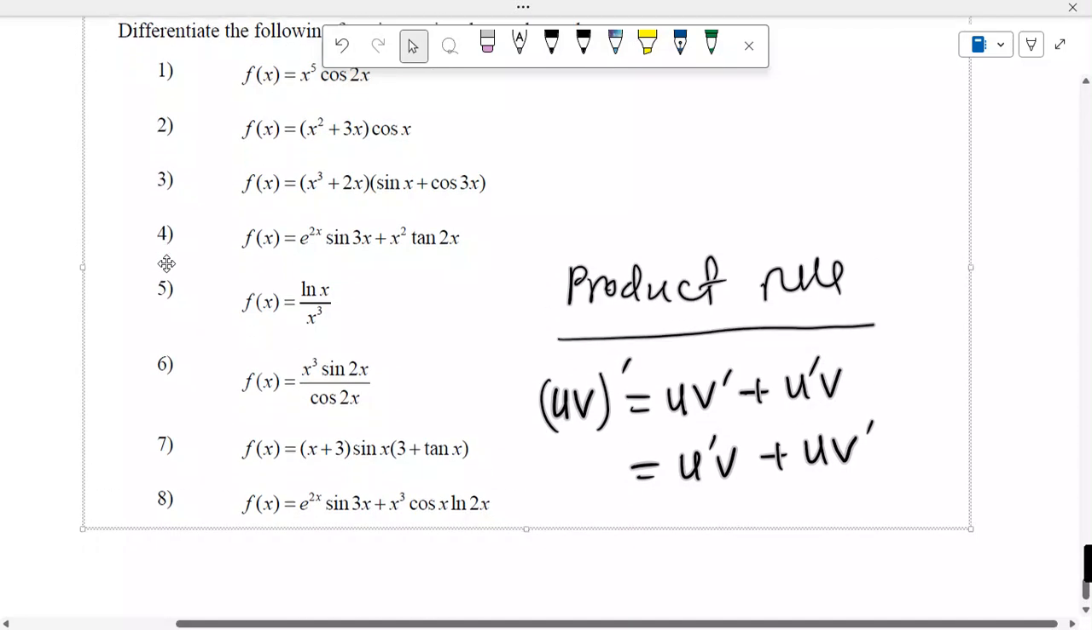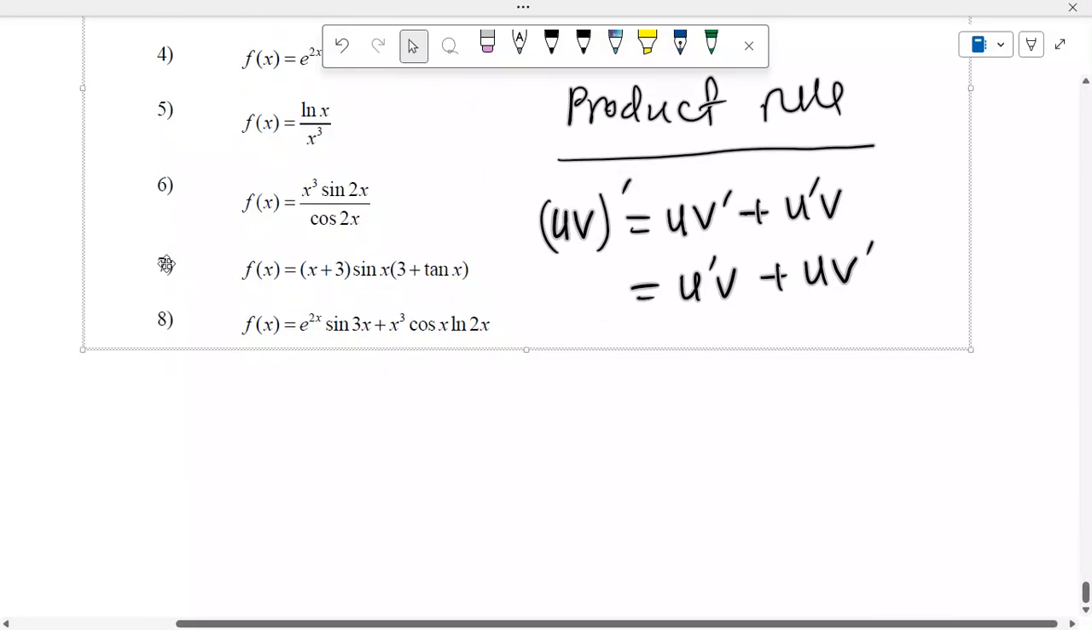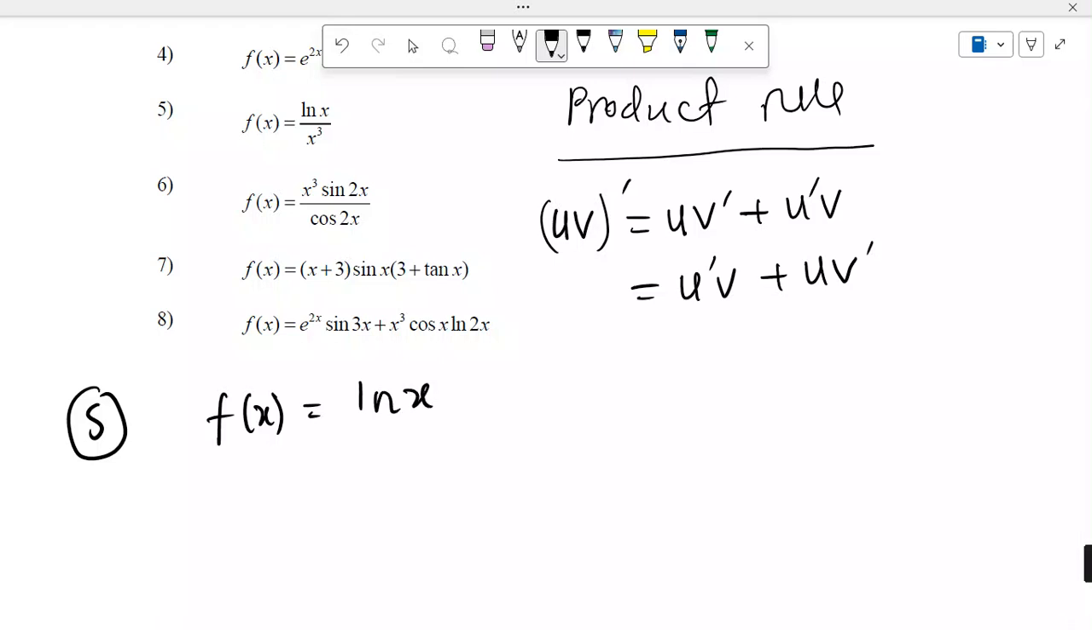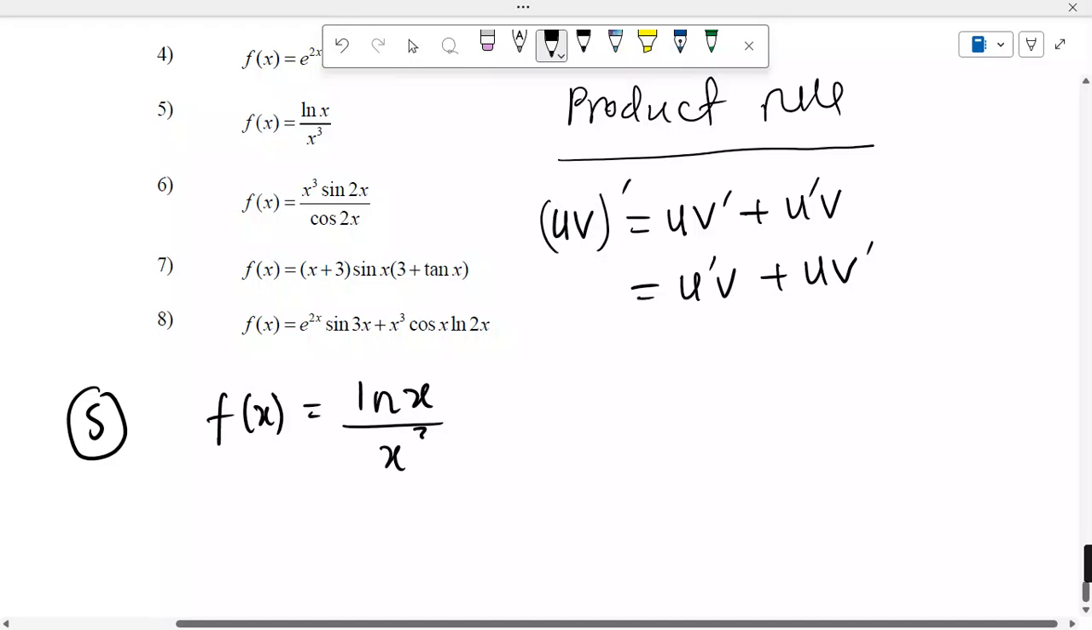Okay, so now we go to number 5. We are on number 5 now. So f of x equals ln x over x to the power 3. If you haven't watched my previous videos, please do that, because we are using the same knowledge over and over.